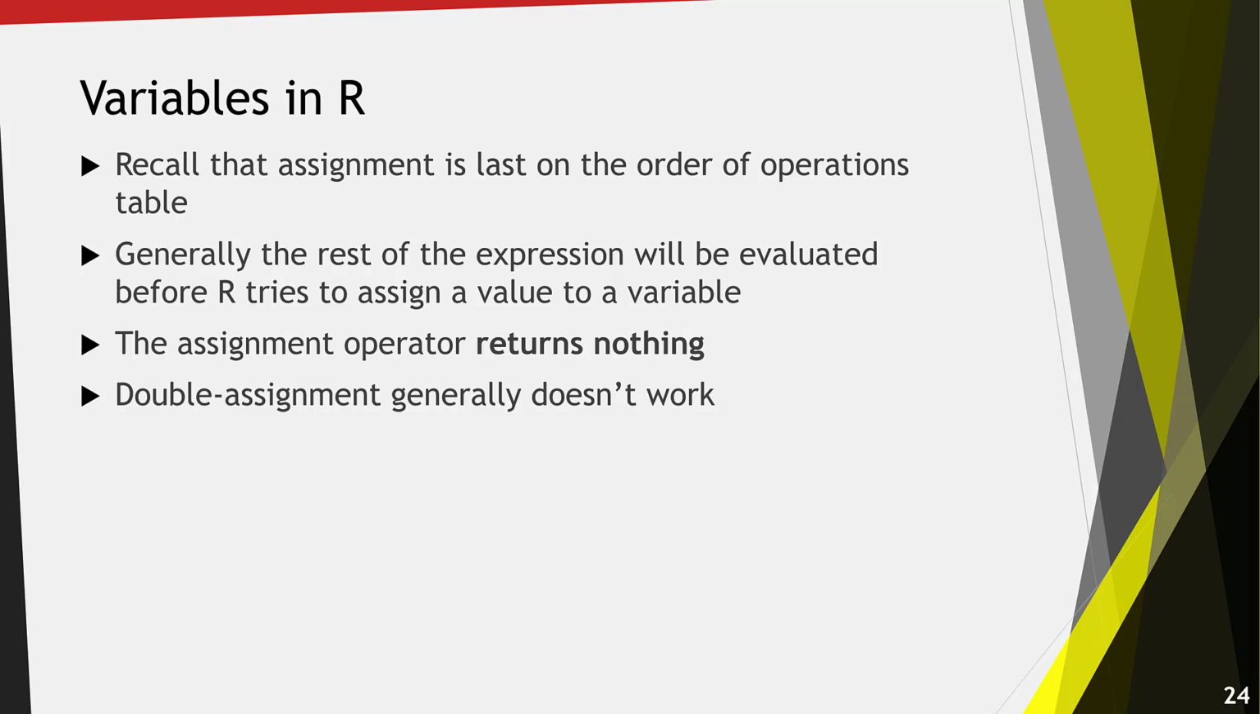Also, recall that the assignment operators are the last entry on the table of order of operations. So generally, an entire expression is going to be evaluated before R tries to assign that value to a variable. Also, be aware that the assignment operator returns nothing, so double assignment generally doesn't work. And I'll show you an example of where that could come up.